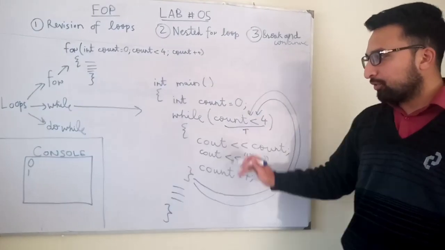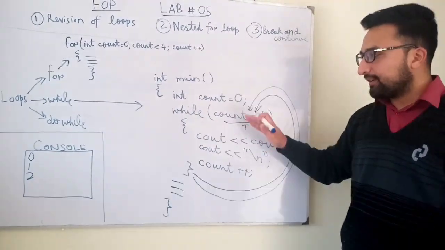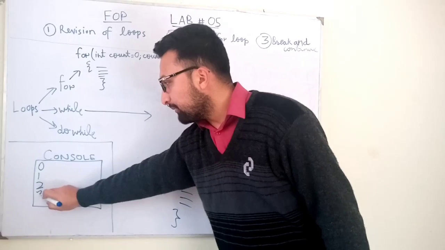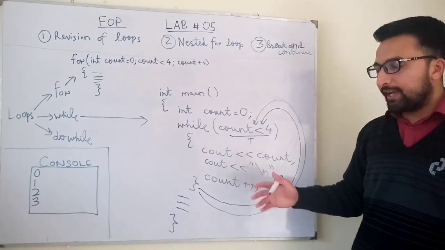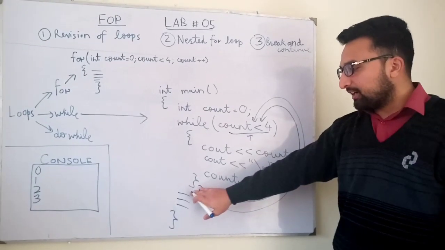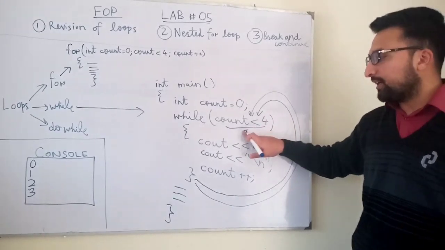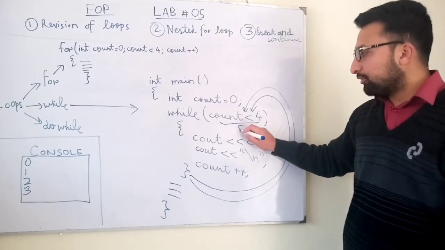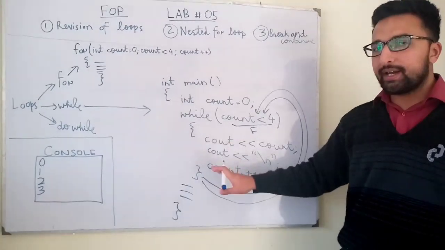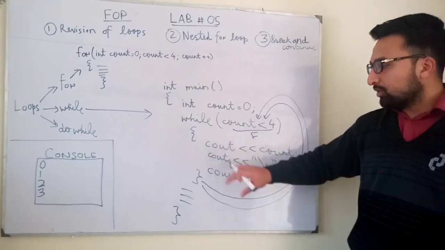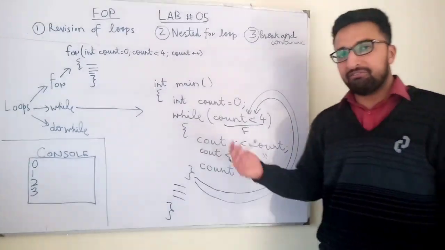2 is also less than 4, so 2 will get printed. Similarly, it will go back, count will have the value 3, 3 will get printed, and now when count plus plus will happen, count will have the value 4, and when it encounters the closing bracket, it goes back. 4 is less than 4 is a false statement. So whenever a false statement is evaluated, anything written inside the while brackets does not get executed and gets skipped. So we will come out of the while loop.